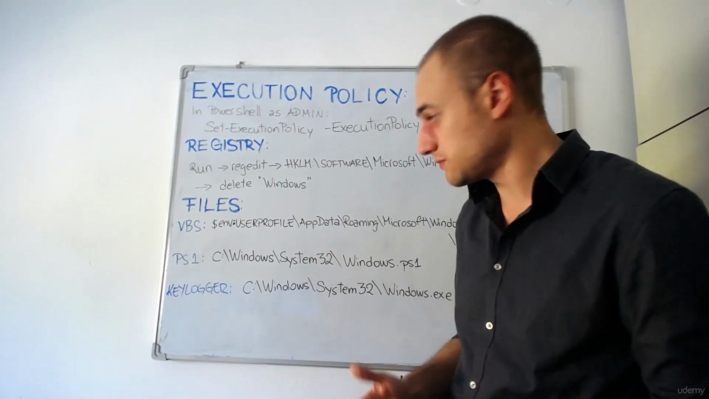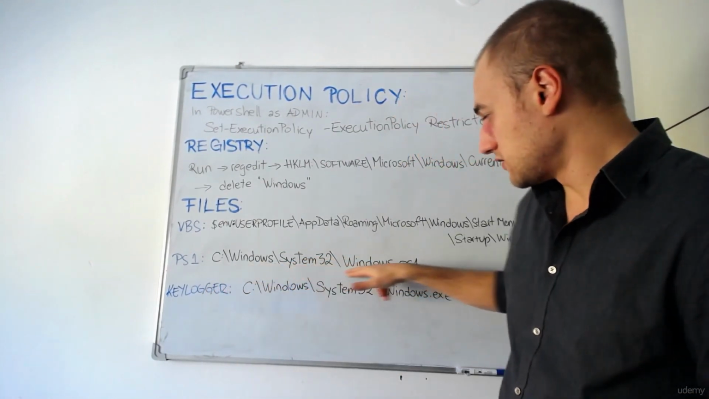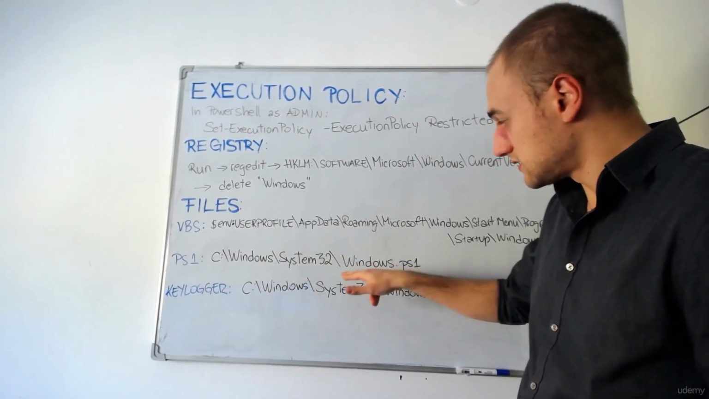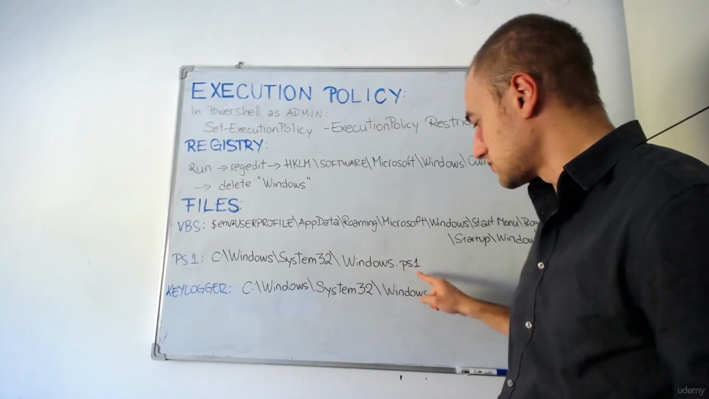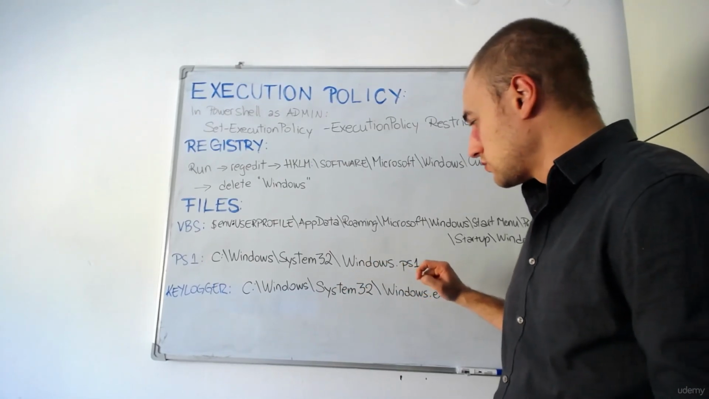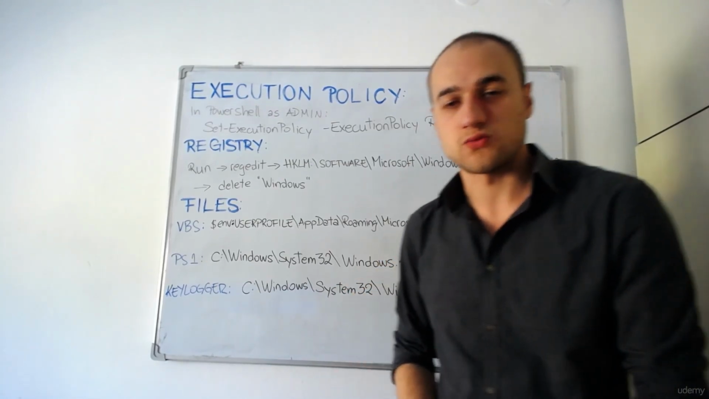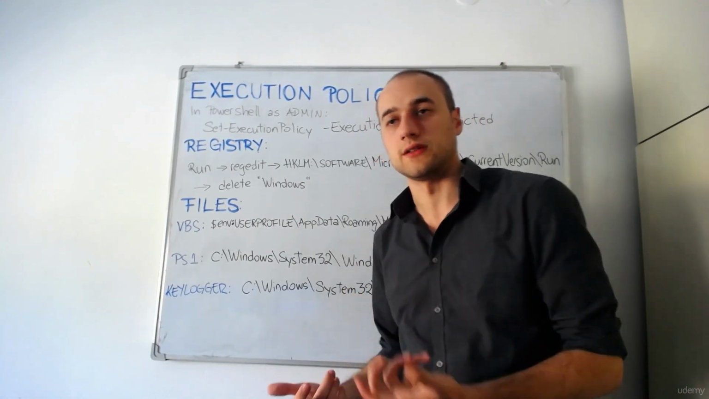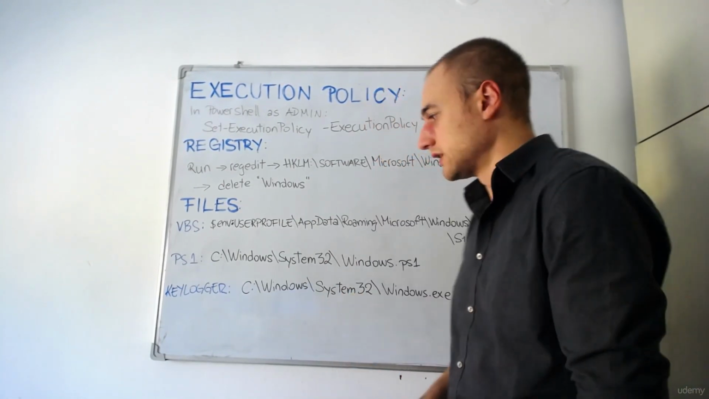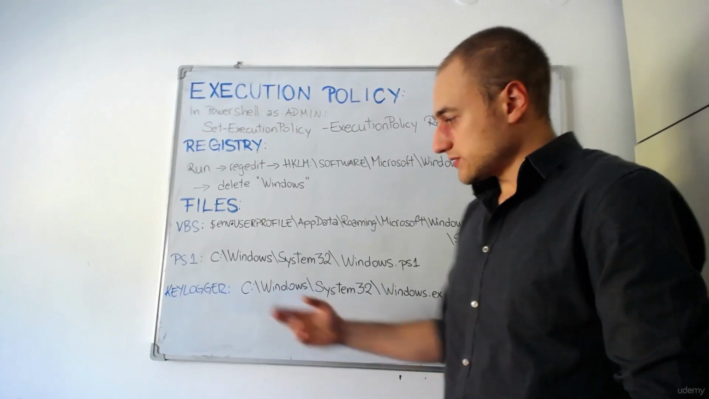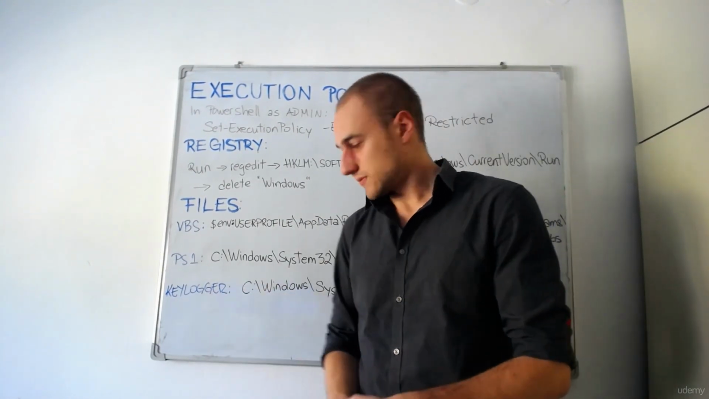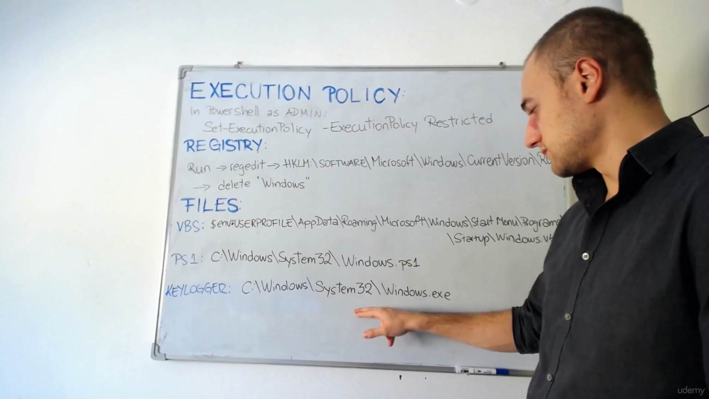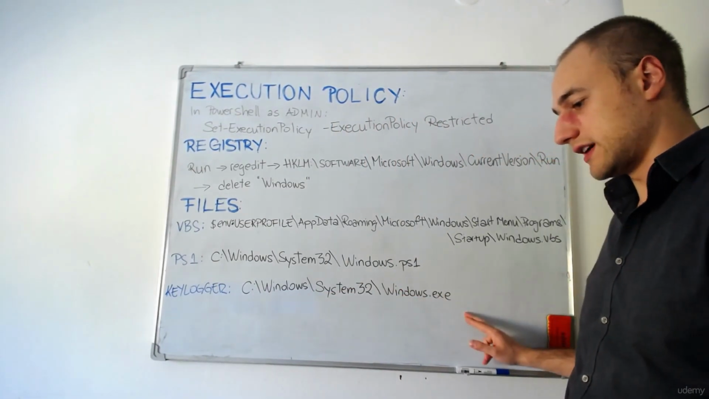Now, the PowerShell script, this is the path to the PowerShell script. It's in System32 under Windows.ps1, so you can delete it from there as well if you had a failed run and if it didn't work out the way you wanted it to work out. As far as the keylogger is concerned, it is also located in System32 under Windows.exe.